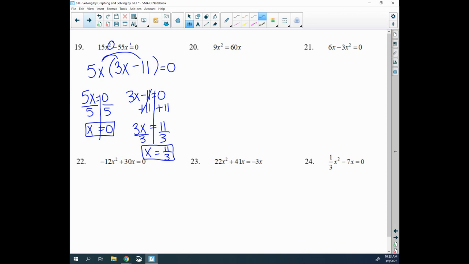All right, what about on 20? What is the first thing you need to do? Get it equal to 0. That must be your first step. So I'm going to subtract 60x from both sides. So to undo the positive 60x, we're going to subtract. So I have 9x squared minus 60x. Over here, those kind of cancel. We're just left with 0.